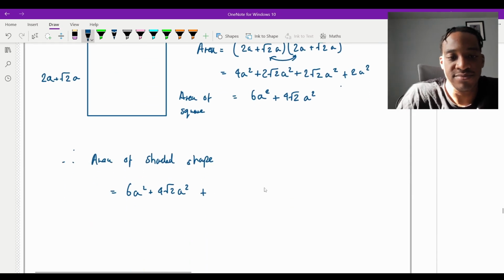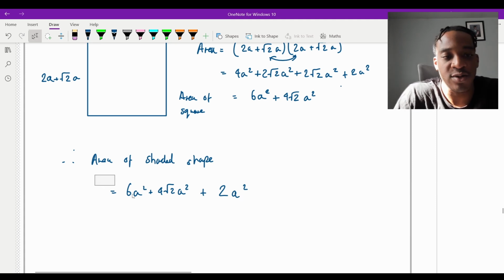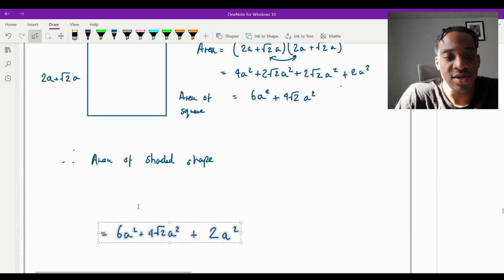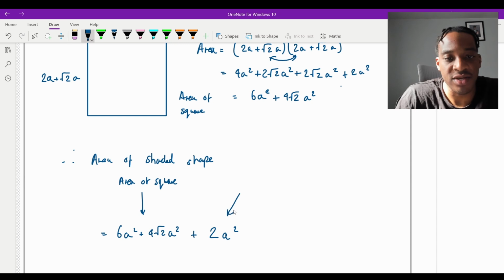So I'm going to put this here. And just so it's super clear, let me just put this down a bit. I'm going to write this as the area of the square, and this one here is going to be the area of the 4 triangles.